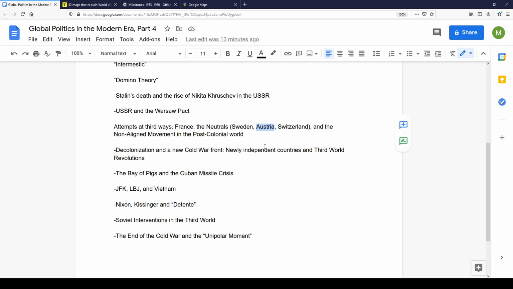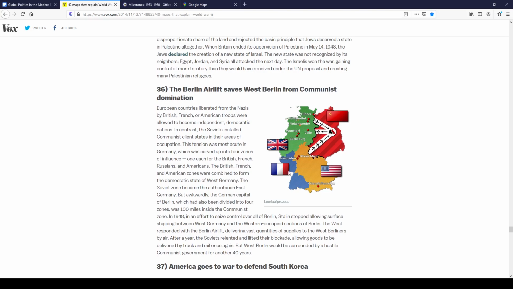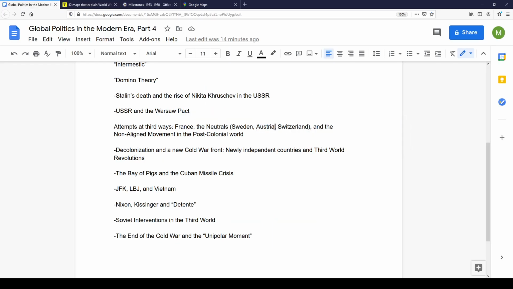Austria is also going to be neutralized. It doesn't take official sides. Its neighbor to the north, Germany, remember that was split. Well, if you don't remember, I'm telling you now, but we did have this map up here about the breakup of Germany, and then the breakup of Berlin, and Austria is south and east. And it was neutral. It did not join NATO at the time. It wasn't part of the Warsaw Pact.